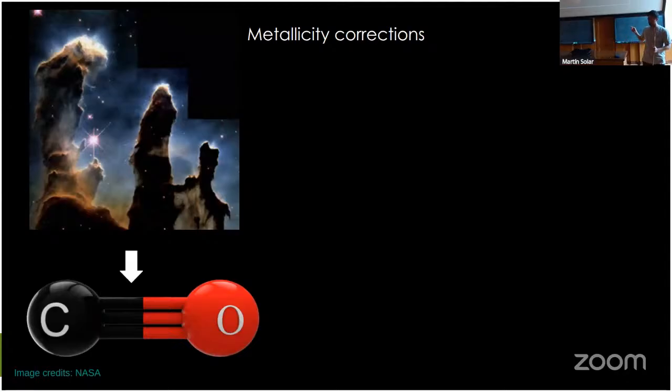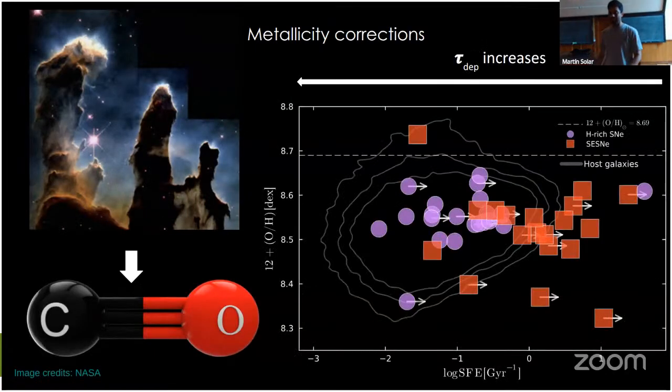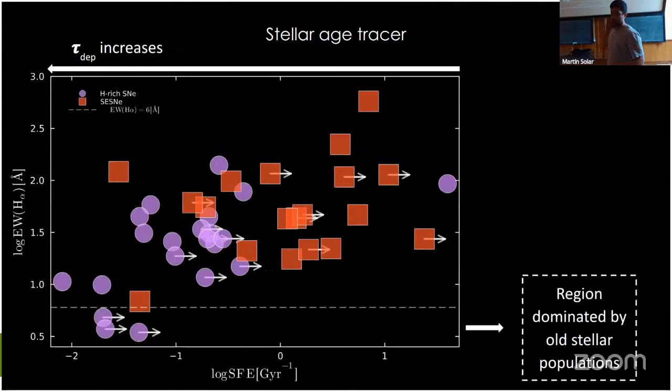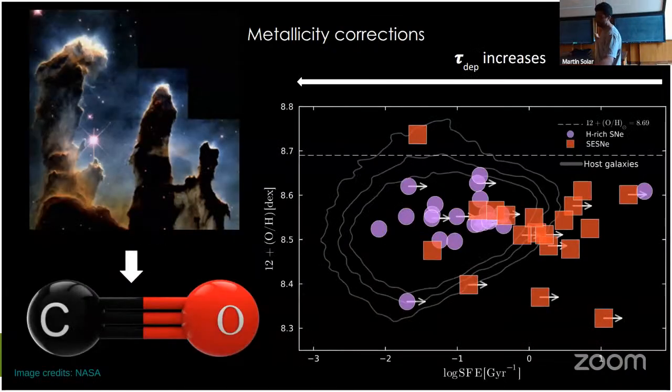The second most abundant molecule in the universe is carbon monoxide, which is actually a tracer of these giant molecular clouds, as I said before. But there is a problem. As you can see, C and O are metals, so we need to correct our measurements by metallicity. Here we have the metallicity as a function of the star formation efficiency. Basically, we see that the environments of both populations of core-collapse supernovae are similar, so metallicity is not affecting our results. People always ask about metallicity, so it's not affected.